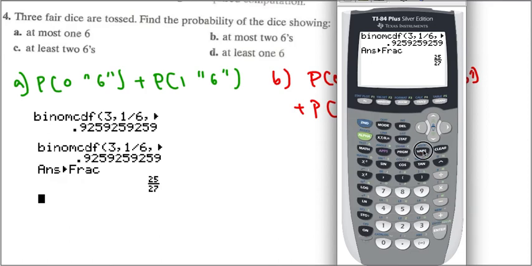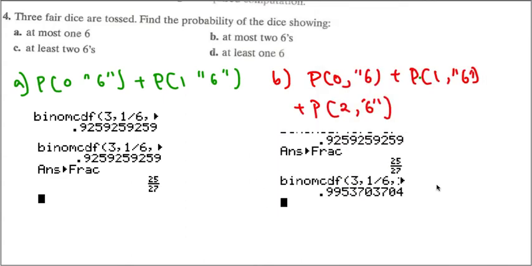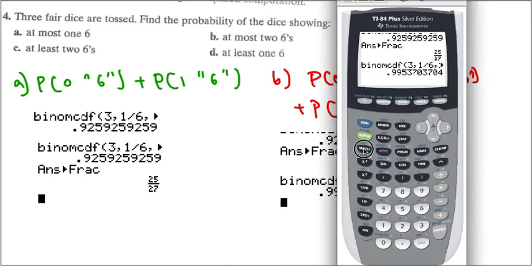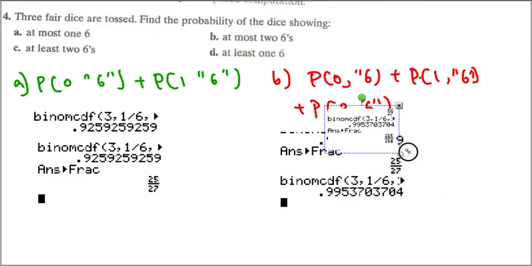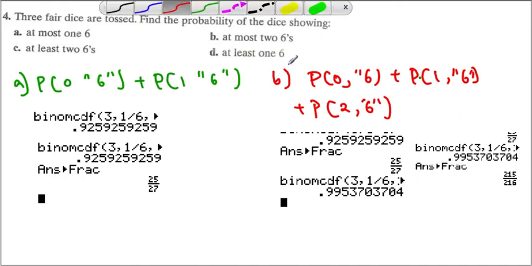Once again, second distribution, and I'm going to go for binom CDF, and 3, comma, 1 out of 6, comma, now we are looking for 2 times, at most 2 times. Then we'll end up getting something like this. Now if you want to convert this one into a fraction, it will be 215 over 216. So that becomes our answer.